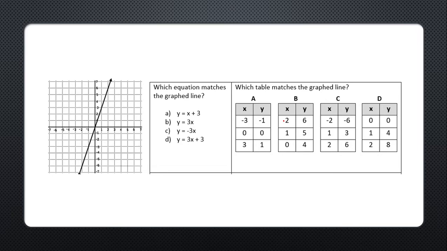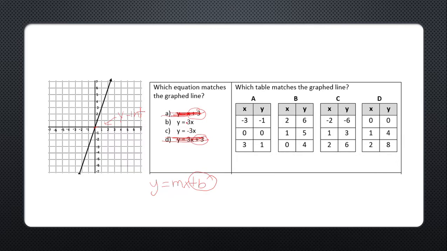All right, the next problem, we're doing the same thing. This time our y-intercept is 0. So if you have your equation y equals mx plus b, the b is going to be 0. So there's going to be nothing in place for the b. So we can already eliminate D and A because those have a y-intercept of 3, and those are not the correct answers. All right, so that leaves us with these two.